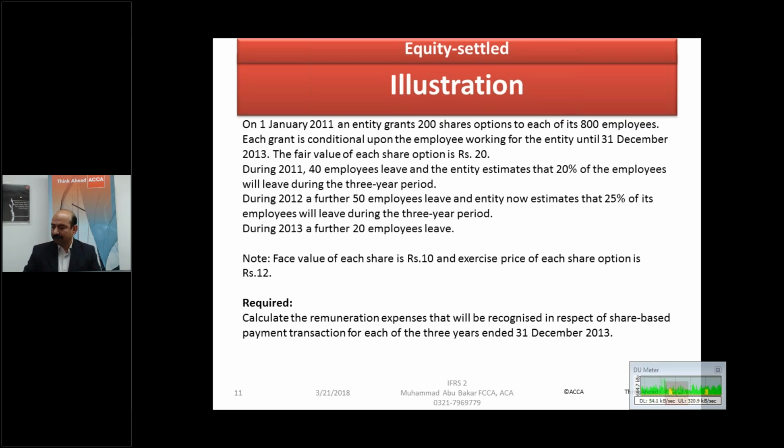So there are 3 years in fact. We shall start from 2011. 2011 will end on 31st December 2011. But this option will vest over a period of 3 years, 2011, 2012, 2013. First of all, we shall calculate the total remuneration expense. That will be calculated.